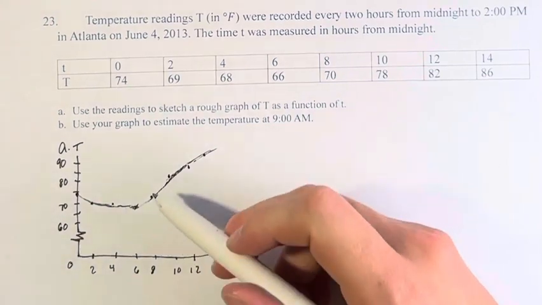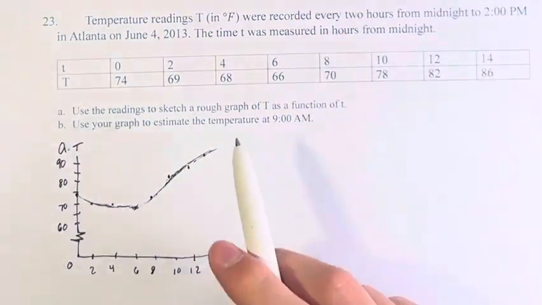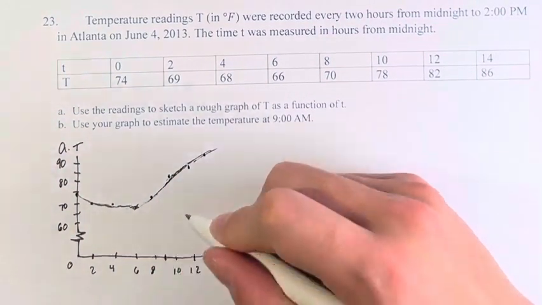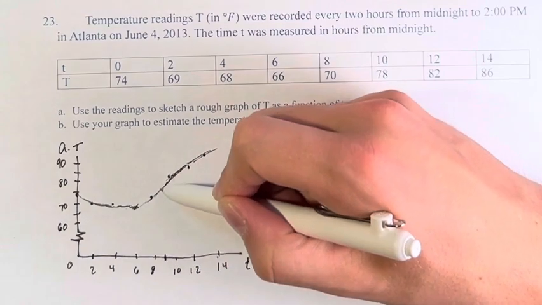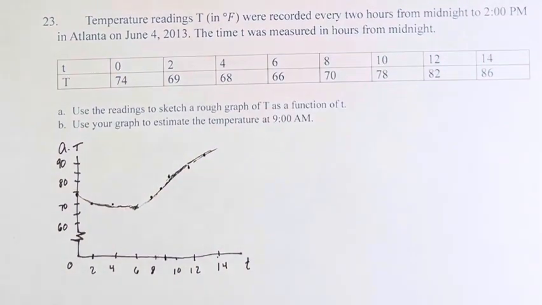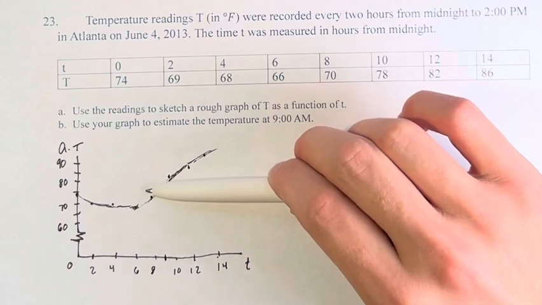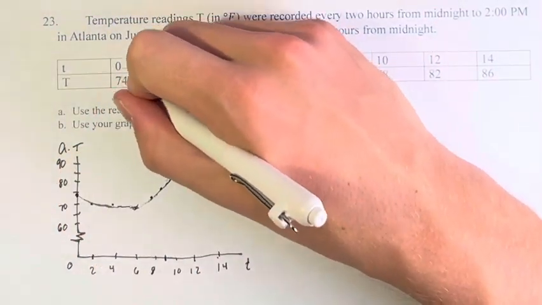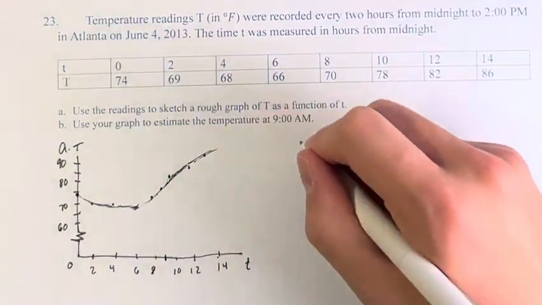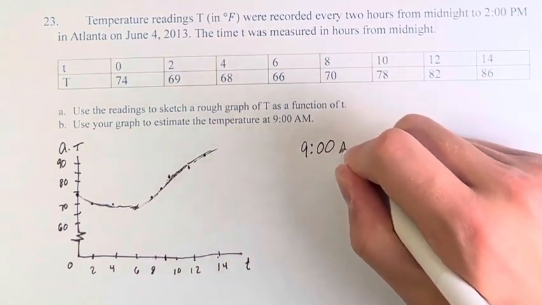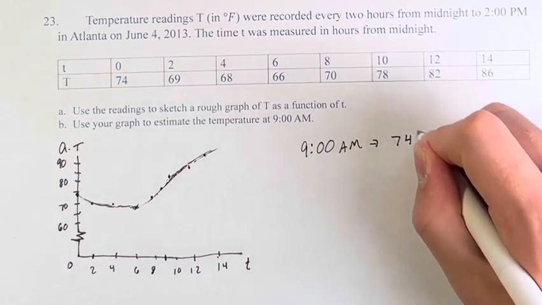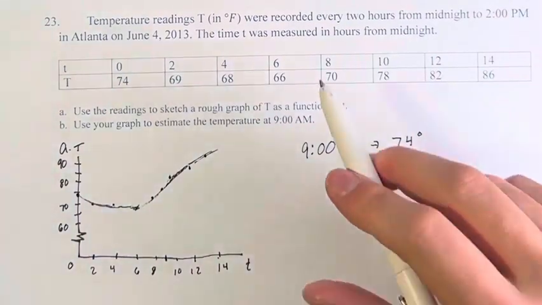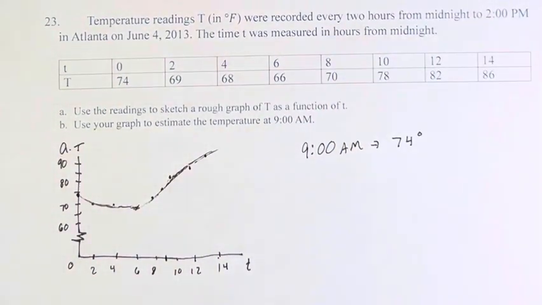So now we have to use this to find the temperature at 9 a.m. So between 8 and 10 is 9. The corresponding value on the function is right there, which if we go across is almost exactly the same as this point right here, which we found was 74. So the rough temperature at 9 a.m. is 74 degrees. And if we look at the table instead of the graph, halfway between 70 and 78 is 74, so that checks out.